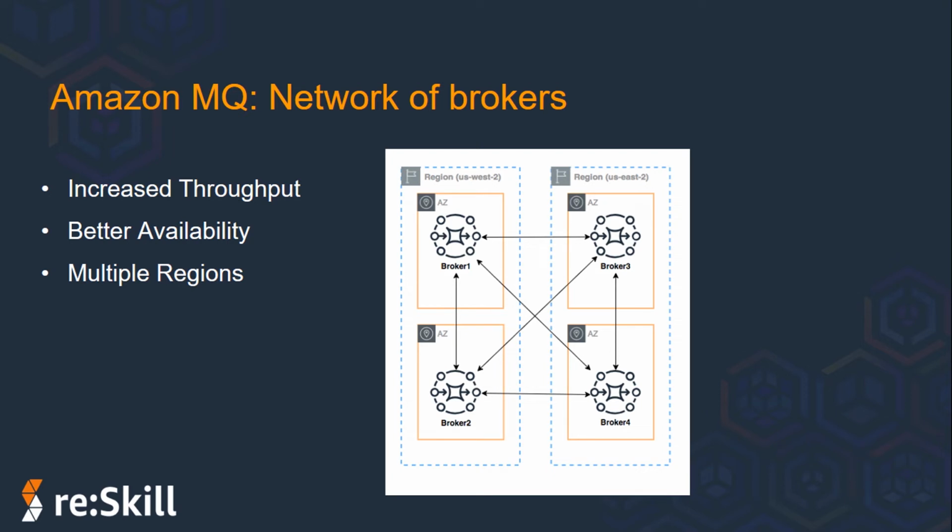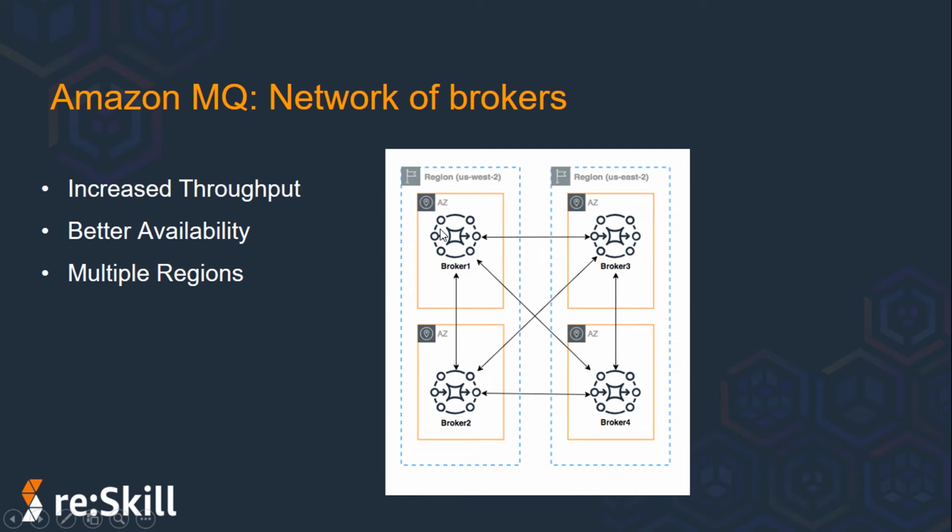And if the network connector is configured as a duplex, then messages are also forwarded from broker 2 to broker 1. You can see from broker 1 to 2 it was going, but if it is duplex, it will go from 2 to 1 also. Network connectors are configured in the broker configuration.